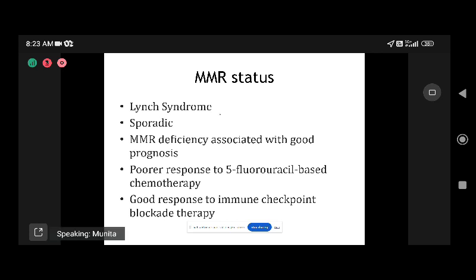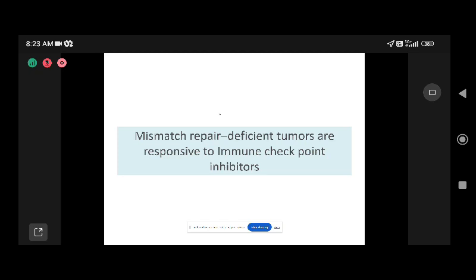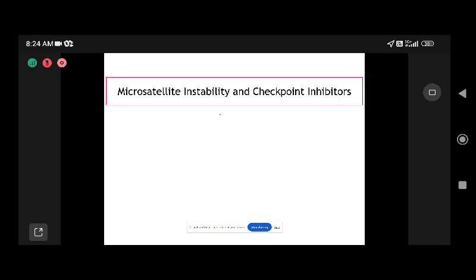and this is a category of tumors which shows a very good response to immune checkpoint inhibitors. That's why recently it has become absolutely essential to also identify the MMR status, the mismatch repair status, to identify candidates for immunotherapy. So mismatch repair deficient tumors are responsive to immune checkpoint inhibitors. This is one of the most important pieces of information from the treatment point of view.